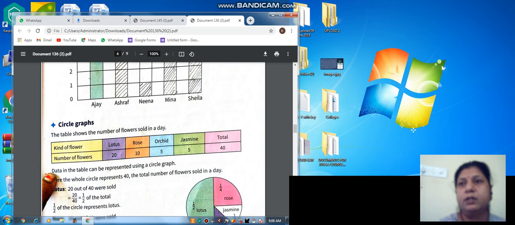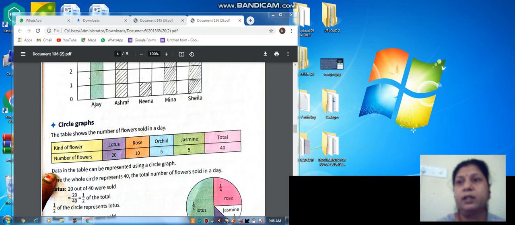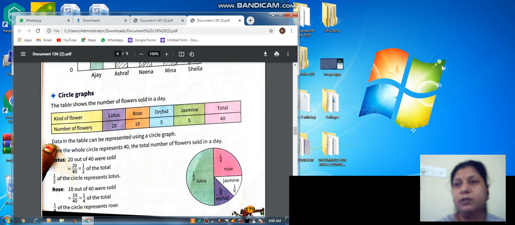Next, circle graph. So when we represent our given data in the form of a circle, on the circle. So what is different about the circle? We first have to know the total number of students, or whatever the total number is.